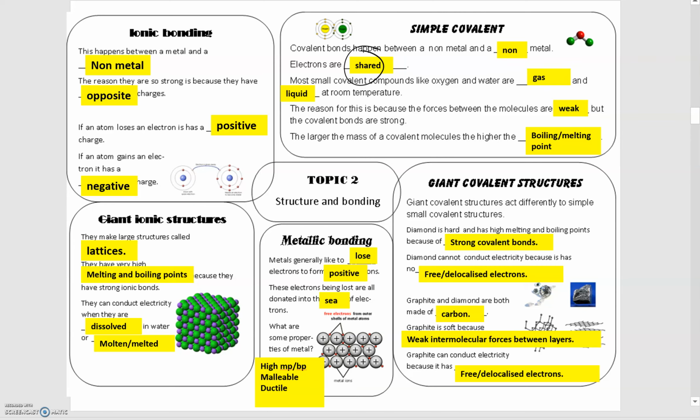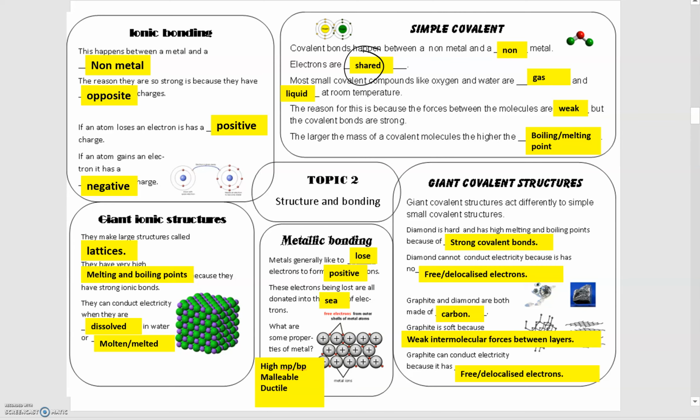Most covalent molecules, like oxygen and water, are gases and liquids at room temperature. Another key feature of covalent bonding: the bonding between the molecules is weak, although the covalent bonding itself is strong. The larger the mass of the covalent molecule, the higher the melting and boiling point, because it's going to have a strong chain. You need to put in a lot of energy to break that.